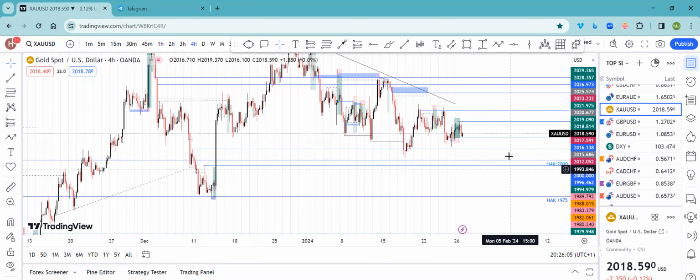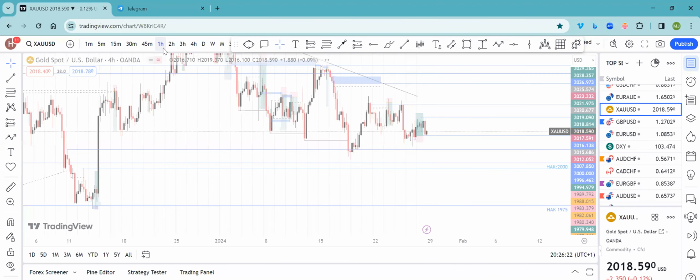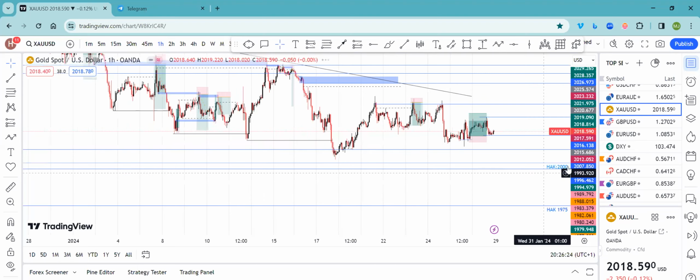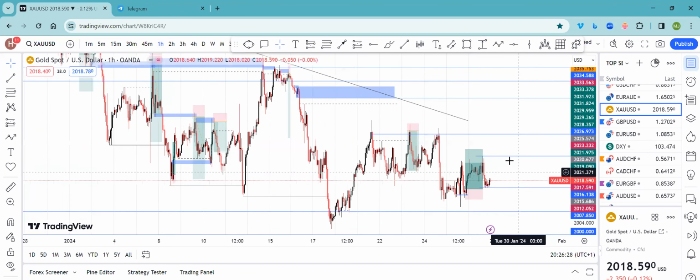But if gold, since we already made use of this inefficiency, the next inefficiency in price action is this level, possibly around this 2000 psychological level. Then we can still look for another buying opportunity in gold. But for now, I can't say anything about gold at all.